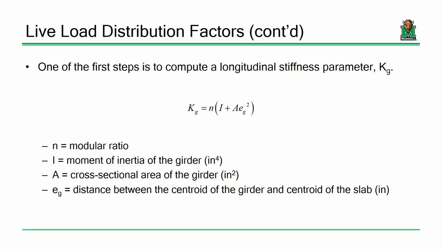So your modular ratio, your moment of inertia of just the bare girder itself, just the non-composite steel section, the cross-sectional area of the girder, and then Eg. And Eg is basically the distance from the centroid of just the steel beam by itself to the centroid of the slab.